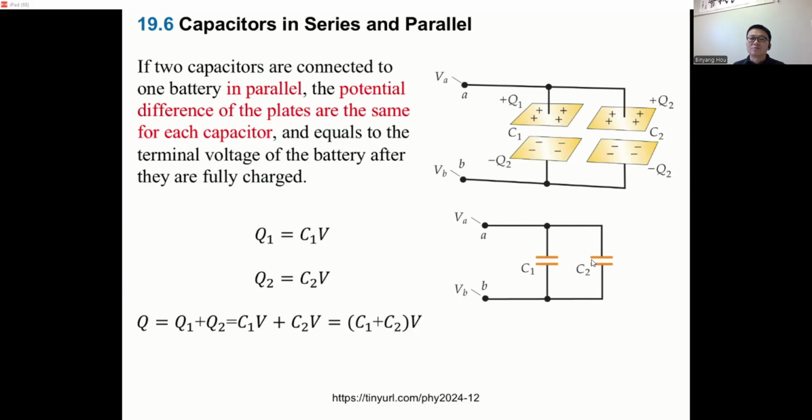Okay. Now we can treat the combination as just one single capacitor, and call it the equivalent capacitance. Then we can look at the total charge on the combination, which is Q1 plus Q2, which is equal to C1V plus C2V, or (C1 plus C2)V. And that equals C equivalent times V. So it's easy to see that the equivalent capacitance will be just C1 plus C2 when the two are in parallel to each other.